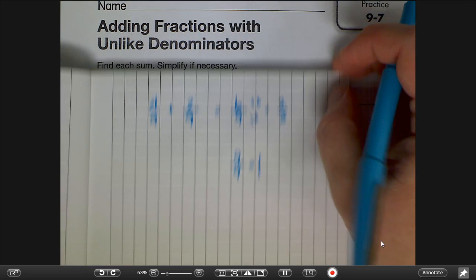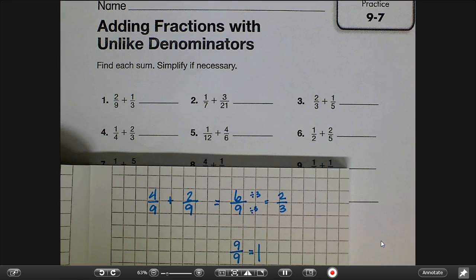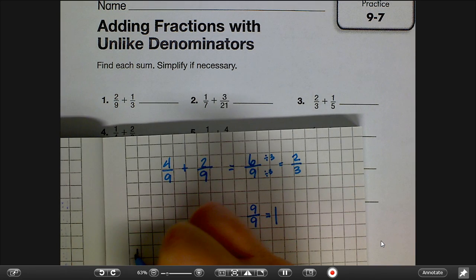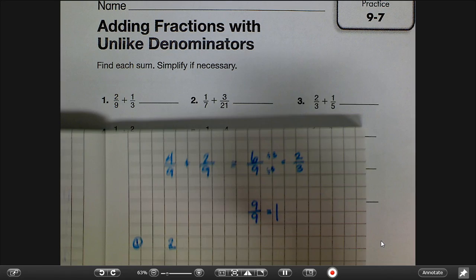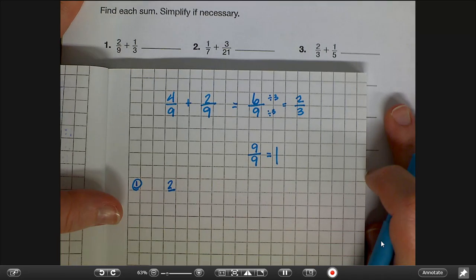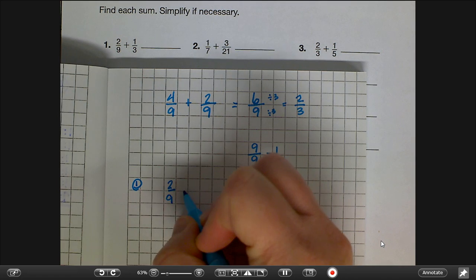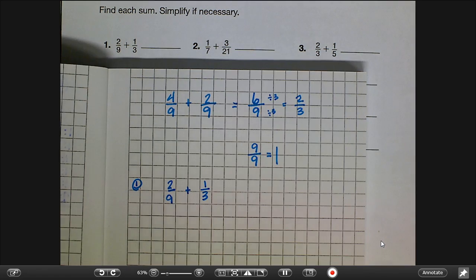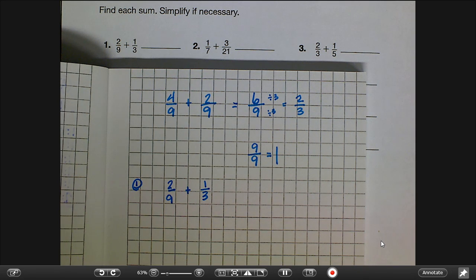Okay, all right, so let's go on to now if our denominators are not the same, then we need to find the common denominator before we can add it together. So let's go ahead and do number 1. It says 2/9 plus 1/3. Okay, so from my work with least common multiples and common denominators, I know that my common denominator is going to be 9 because both 9 and 3 have a multiple that is 9.